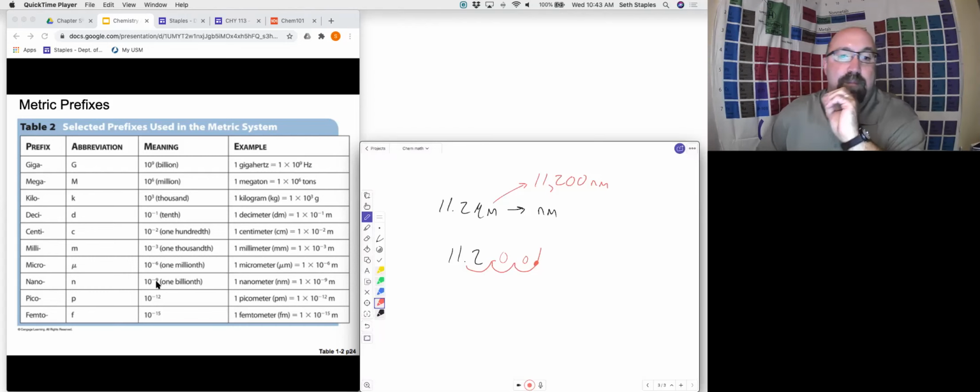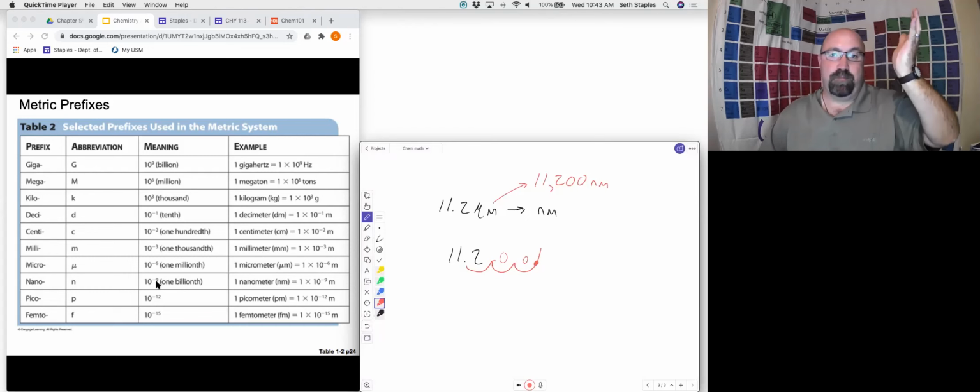When we talk about dimensional analysis in a few minutes, we'll see another way to do metric conversions, which sometimes is a little bit more convenient because you oftentimes won't be doing metric conversions just on their own like this. You're not necessarily going to be called to just convert 11.2 micrometers to nanometers.